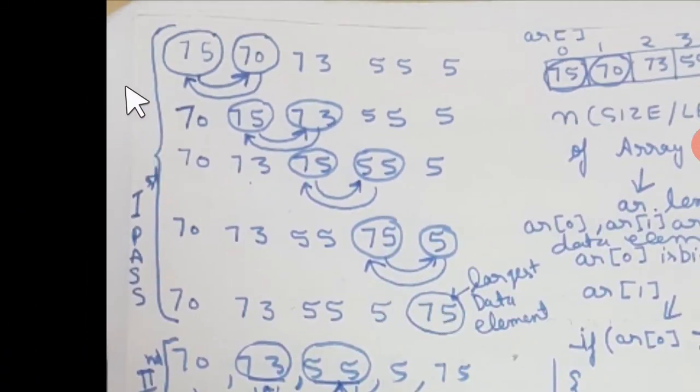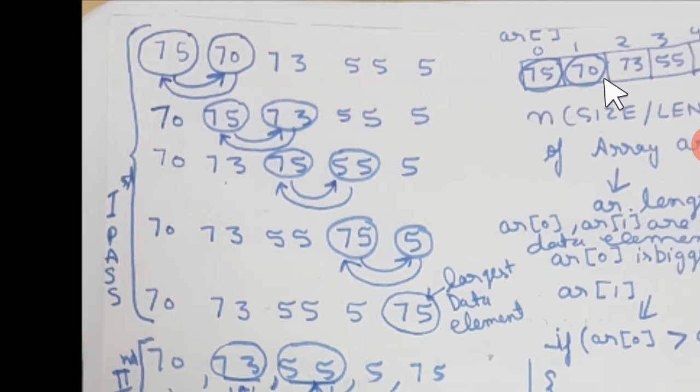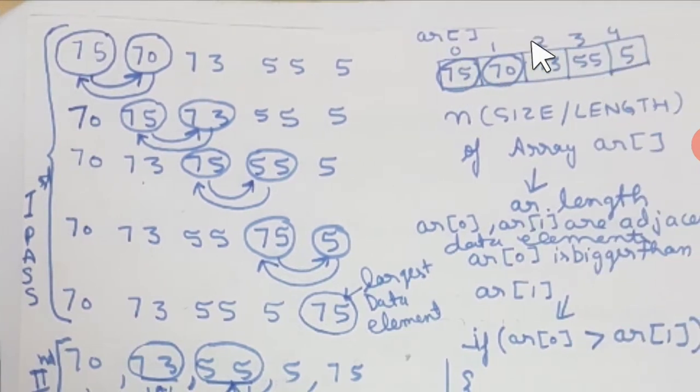This is the unsorted data: 75, 70, 73, 55 and 5, and here I have shown the entire data in an array. So here the data of an array is to be sorted. The steps are, as I've told you, the base of bubble sort is comparing adjacent elements. If they are not in the correct order, then place them in the correct order. Means we are going to arrange the data in ascending order, so the smaller one must be before the bigger one.